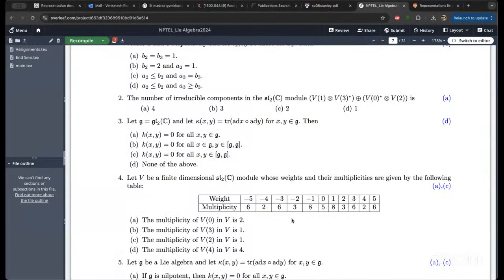Satish, you have the question? V be the finite dimensional SL2C module. I have access. I'm asking Satish. No, I don't have the questions now. Let me open, I can share. Just please see the question here. Okay, the multiplicity table is given. Right. Okay.